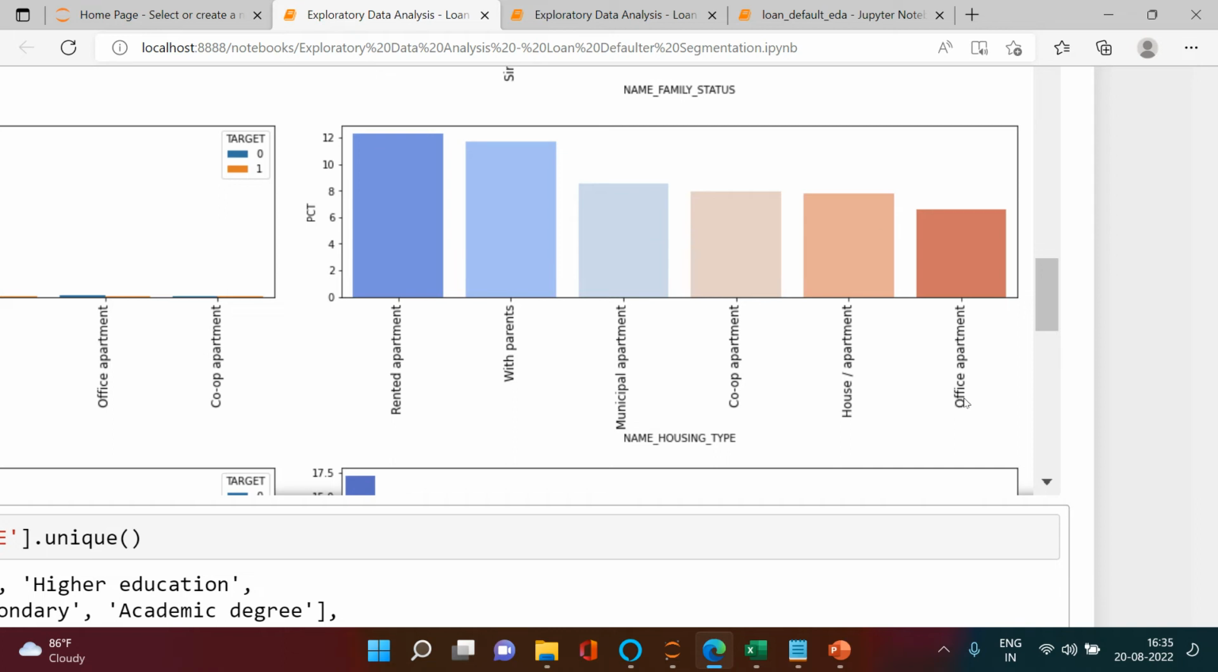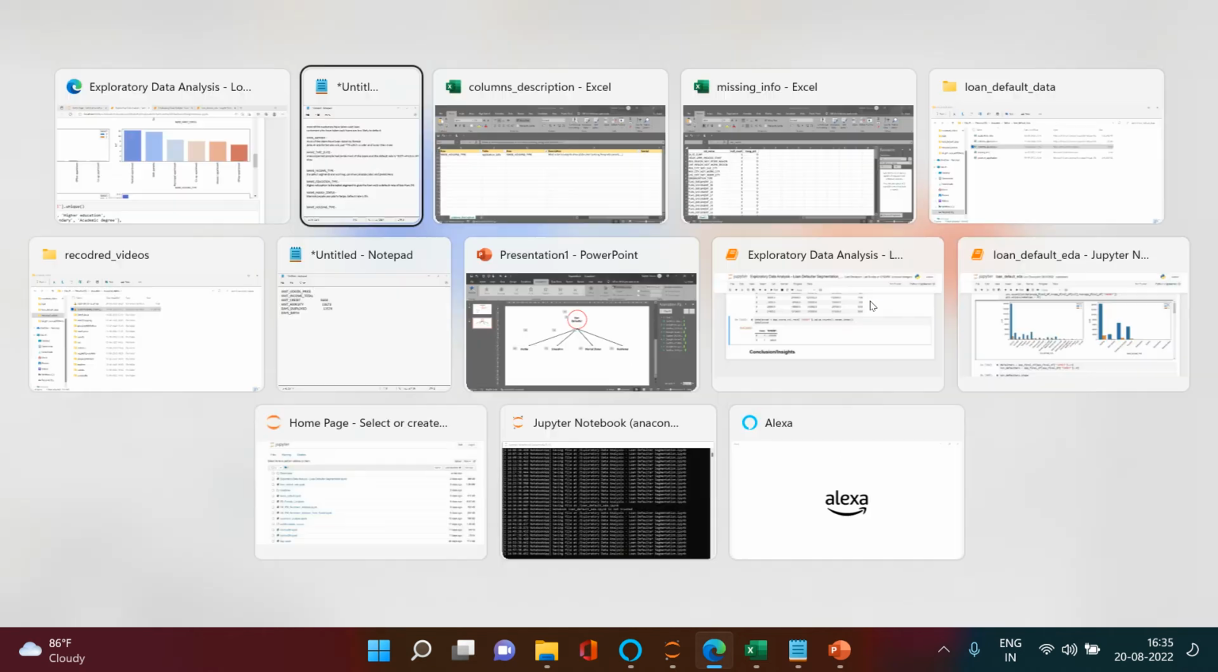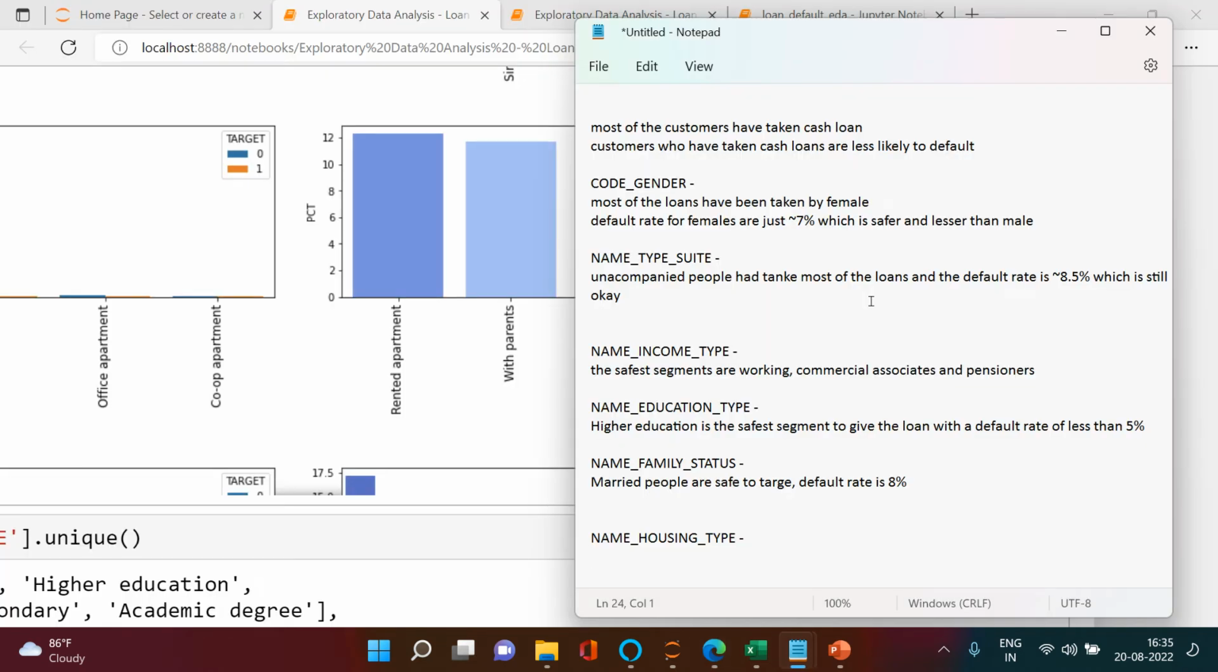8.1 somewhere. Okay, office apartments also have a lower default rate, but you see the number of loans given to them is too low. So what we can say is the loans given to those people who have their own house or apartment are a safer segment. Okay, so you see, people having a house or apartment are safe to give the loan to, with a default rate of approximately 8%.